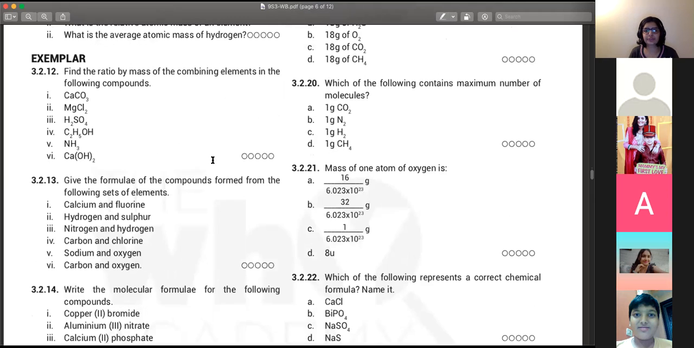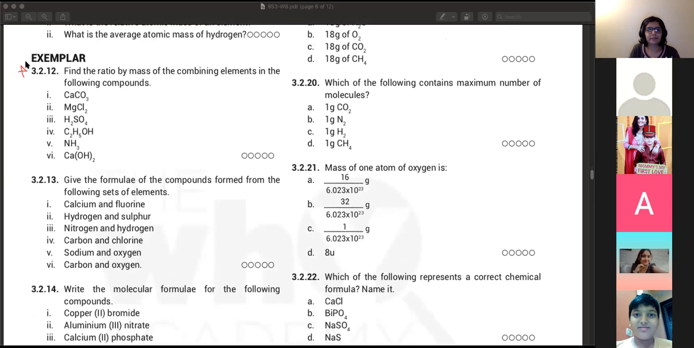So let's do 3.2.12. Find the ratio by mass of the combining elements in the following compounds. So what does this mean? Like, what do you mean by finding the ratio by mass? Whose mic is working? Who's going to answer this? Jaden?